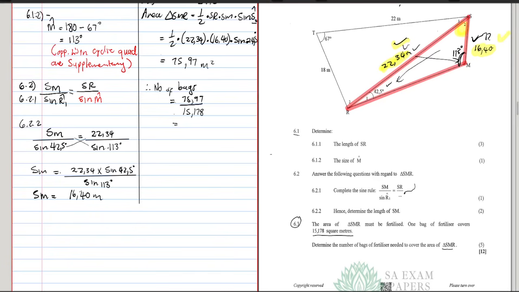So we're going to say 75.97 divided by 15.178. I'm getting 5.005, but we are looking for the number of bags. I cannot have 5.1 bags. It should be a whole number, so I'm rounding that off to the nearest whole number. So it's going to be 5 bags that are required to fertilize the whole area of that given triangle. Okay.